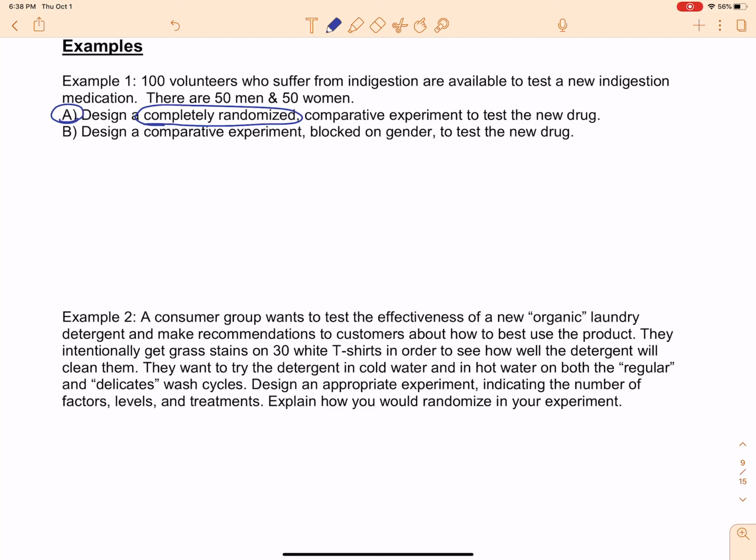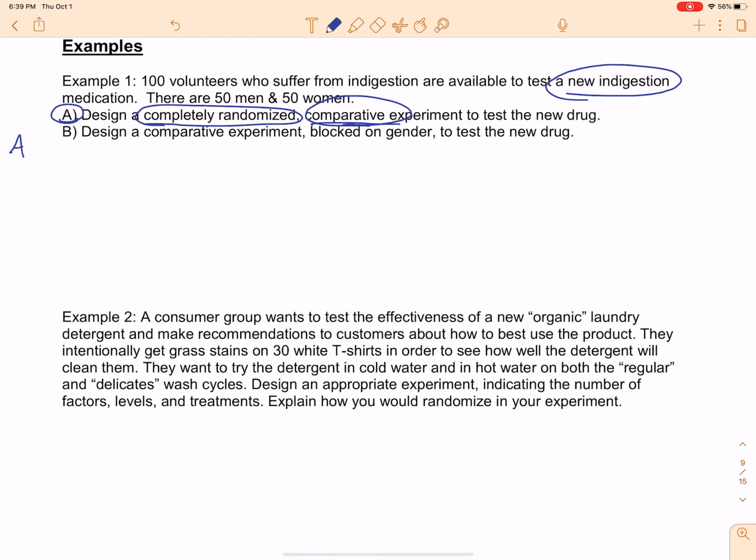All right, comparative, that means that's that last principle in my experimental design. I have to compare this. So I'm told that there's this new indigestion medication. As far as I know, there's just one level of medication, which means I've got to create a comparative group, so a control group of some kind. So what would this look like?